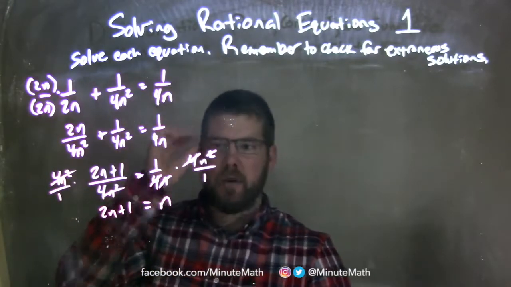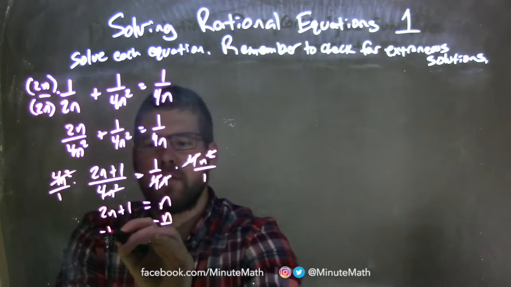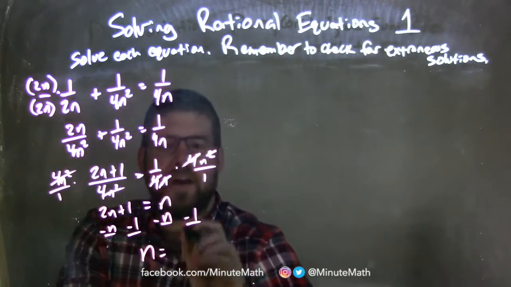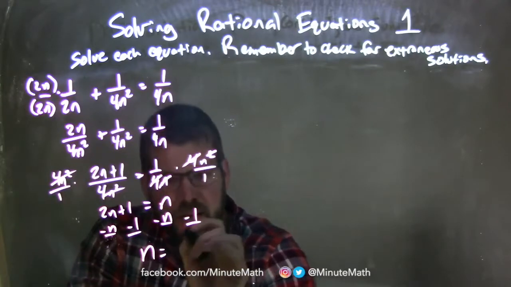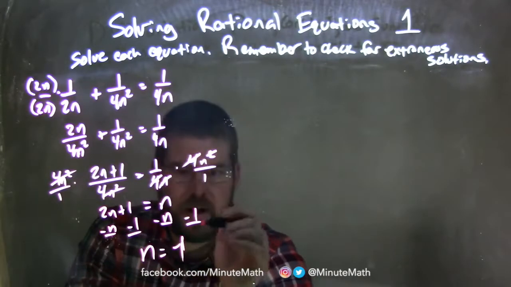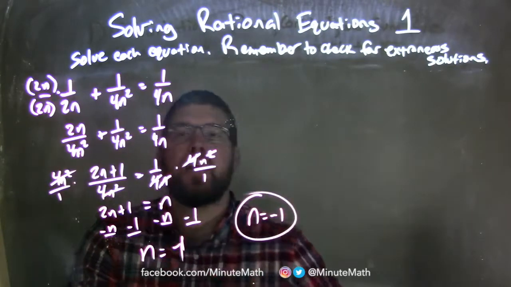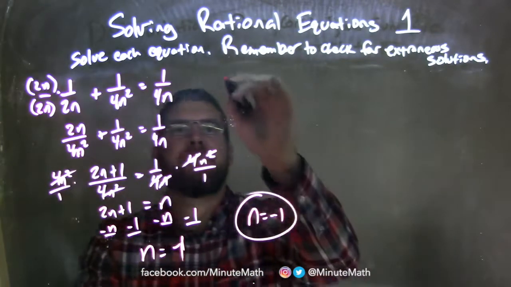Okay? So now I'm going to subtract an n from both sides, and subtract a 1 from both sides, giving me, well, just n by itself, and on the right-hand side, a negative 1. Right? 0 really minus 1, negative 1. So I can rewrite this here to be n equals negative 1. And there's my answer.